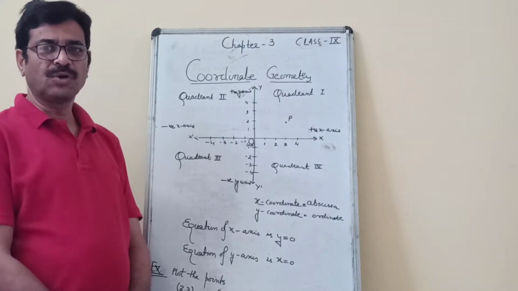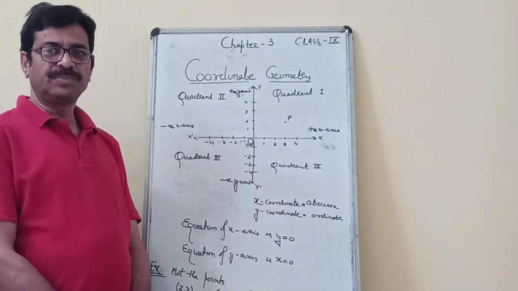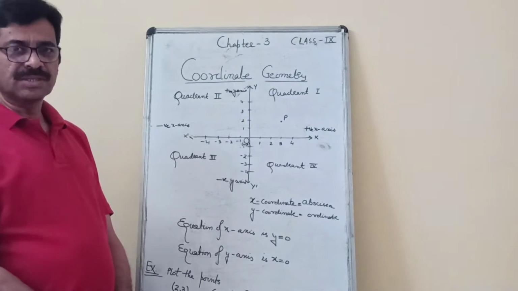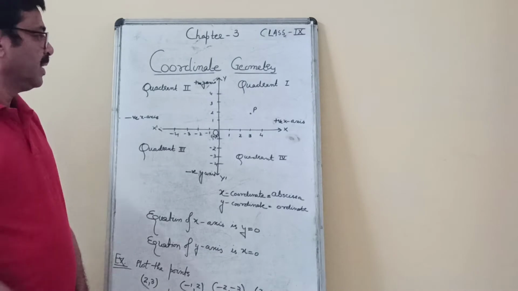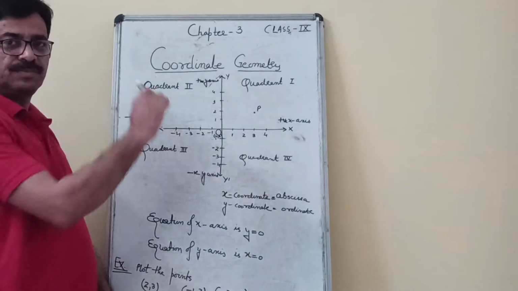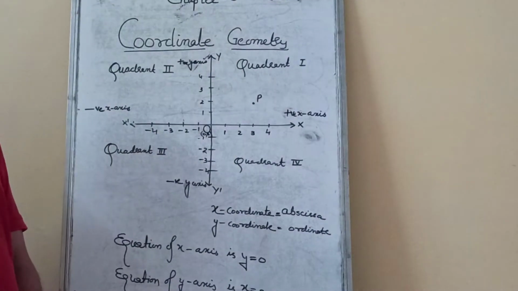Welcome to the session of coordinate geometry of class 9 chapter 3. In this session I will explain how to find the position of a point in a plane. Now this is a plane of a blackboard. I have to find the position of a point in a plane.